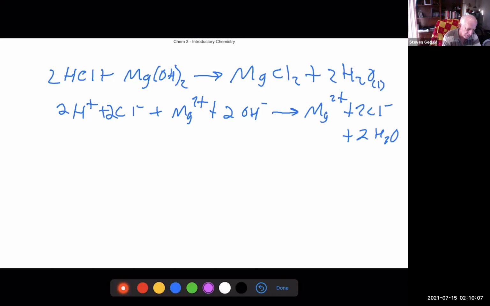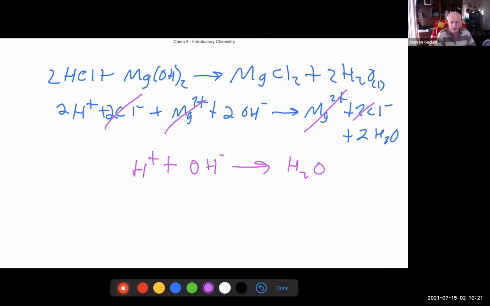Because H2O doesn't dissociate. So spectator ions, magnesium and chlorine. So our net reaction is H plus plus OH minus goes to H2O, because we can divide by two on both sides and get rid of the twos. Remember, that is our neutralization reaction. An acid and a base forms a salt and water. And the net ionic equation is H plus plus OH minus goes to H2O. The rest are spectator ions.